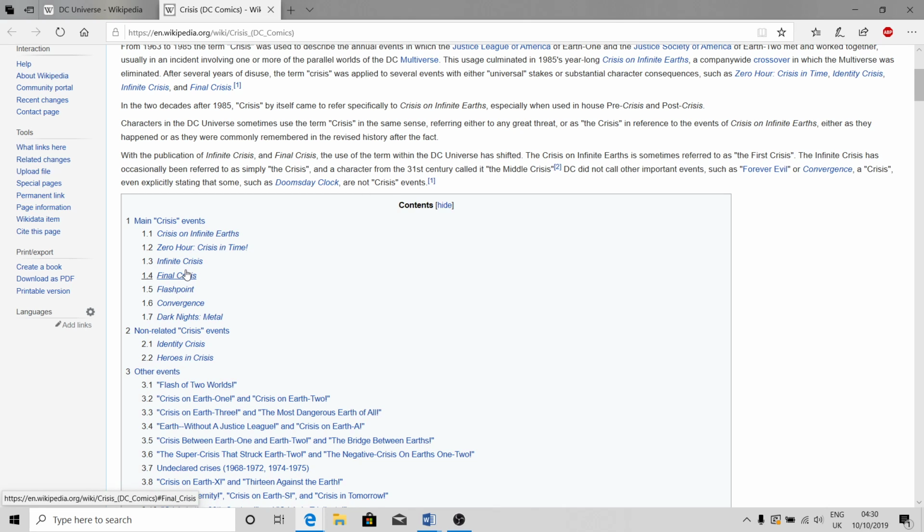Infinite Crisis and Final Crisis are just big events which give lasting impact. Flashpoint creates New 52, Convergence creates Rebirth, Dark Nights: Metal, I have no idea what that's about. And then that leaves us with non-related crisis events, just two.